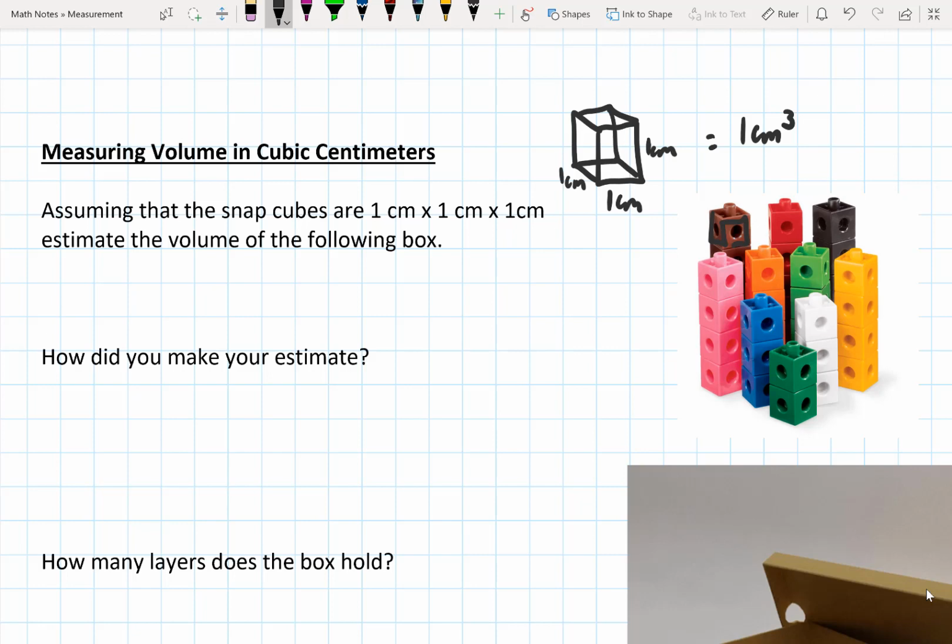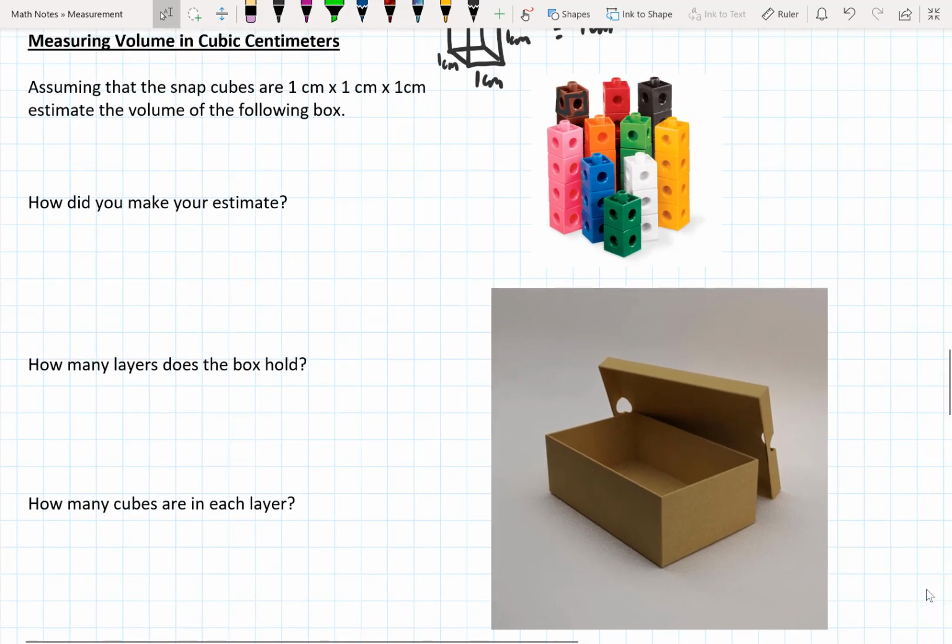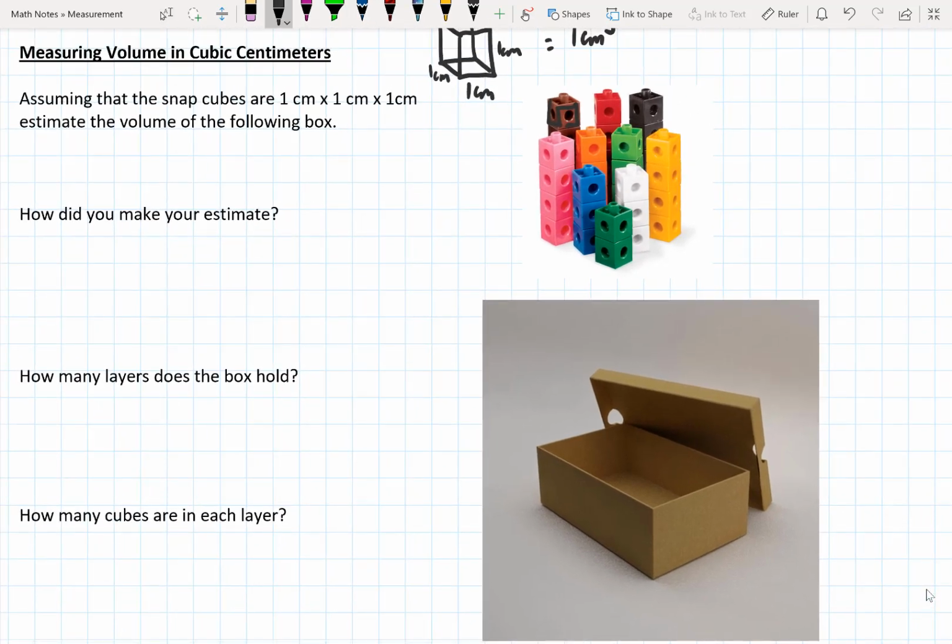Okay? Now, we're going to estimate first the volume of this box in snap cubes. So if each of these snap cubes is 1 centimeter by 1 centimeter by 1 centimeter, we could estimate the volume of this box by thinking about how many snap cubes we could fit inside of it. Now, one way to do that is to just randomly guess or estimate and think, okay, I'm looking at that box, I would think that maybe there's about maybe 60 snap cubes I could fit inside of that box just by visualizing it and looking at the snap cubes and picturing how many I could fit in there and then taking them all out and counting them.